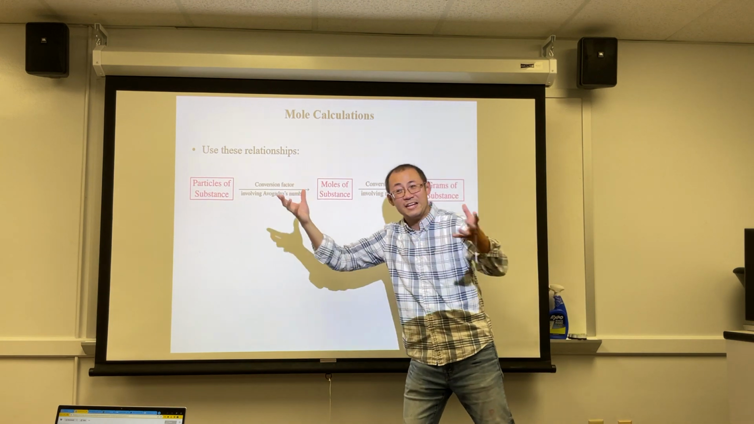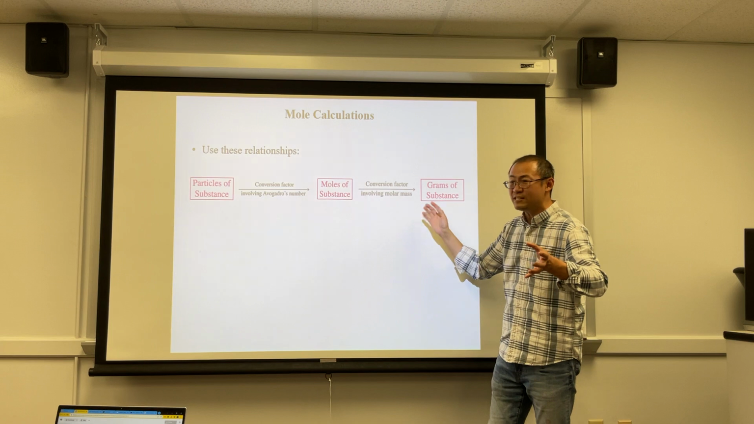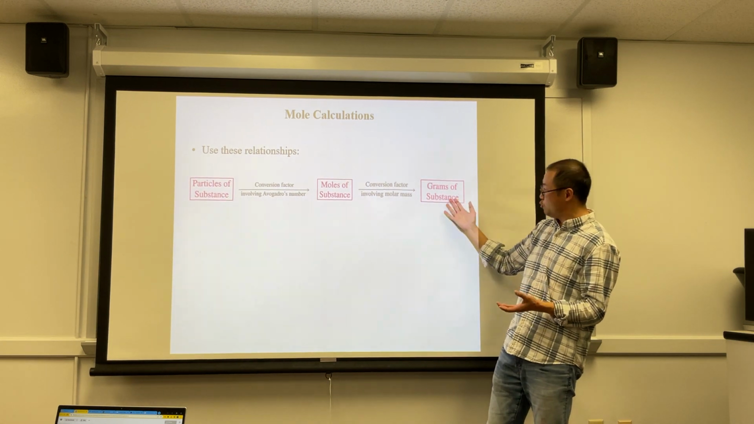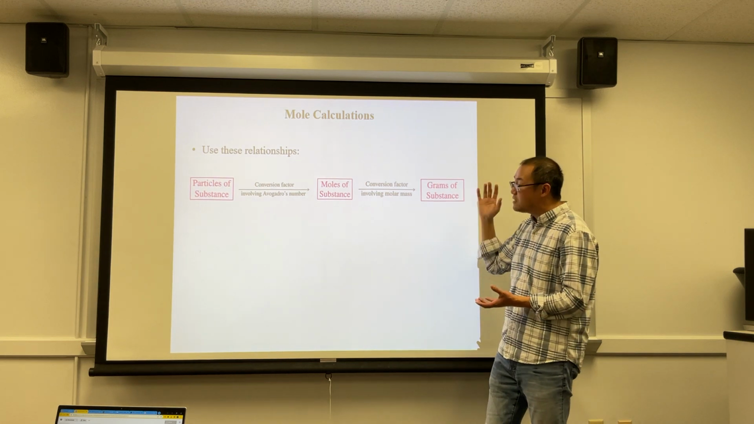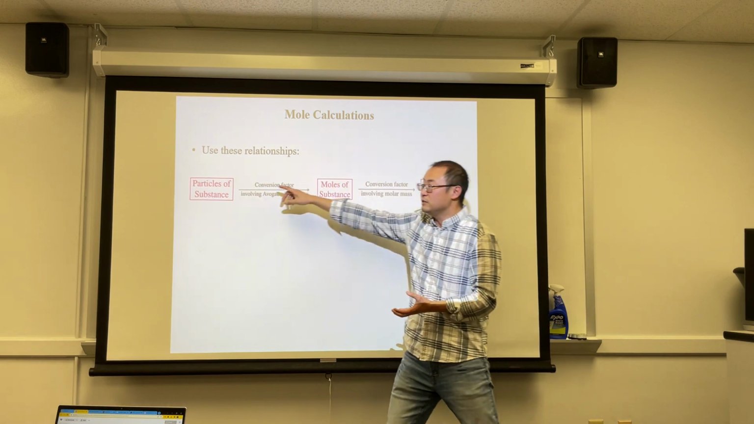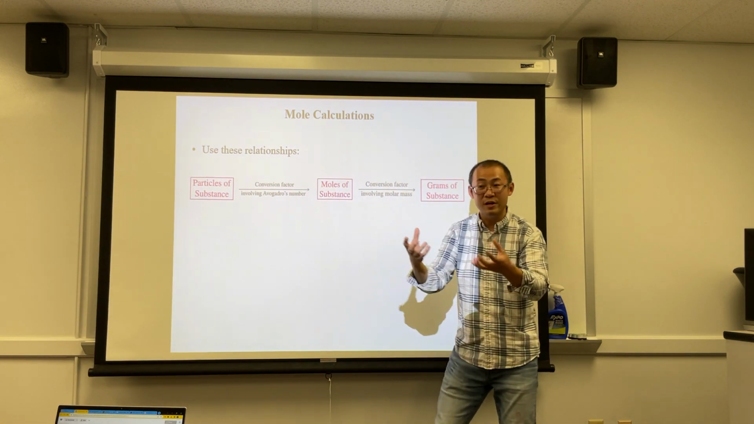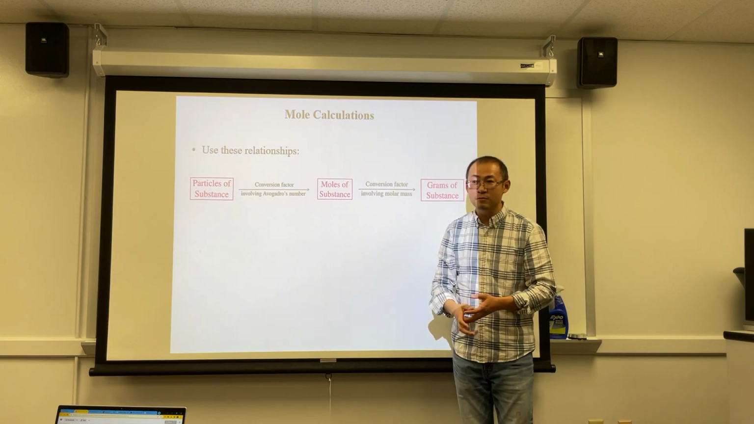Numbers are small, we can never count. Is that right? That's why we need something to relate, something we can count, we can measure. Grams we can measure because we have scales, we have balance. But we need something to relate, something we can measure, to what? To the number, because we know the basic units for chemistry is what?